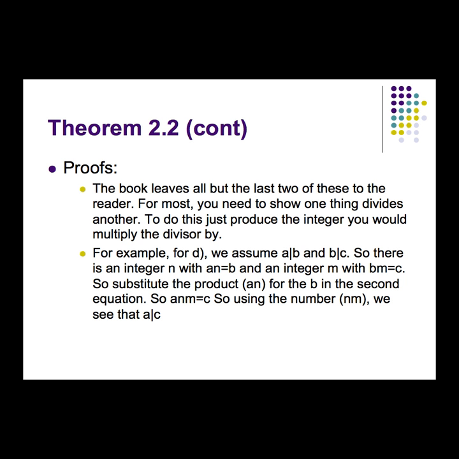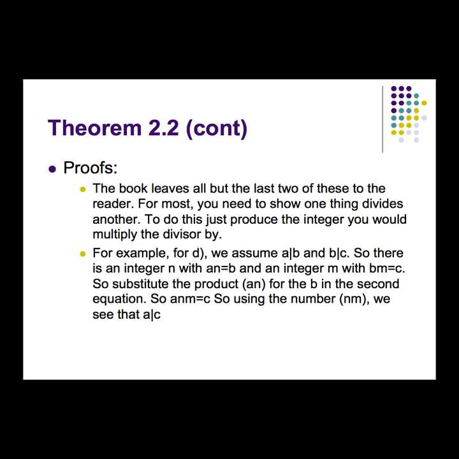So the idea is we can substitute the product a times n, which is b secretly, for the b in the second equation. So we get a times nm equals c, rewriting that second equation. So now we have a number, nm, that multiplies a to give us c. So that means that a divides c.